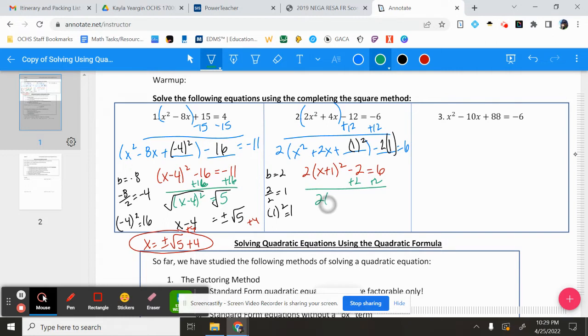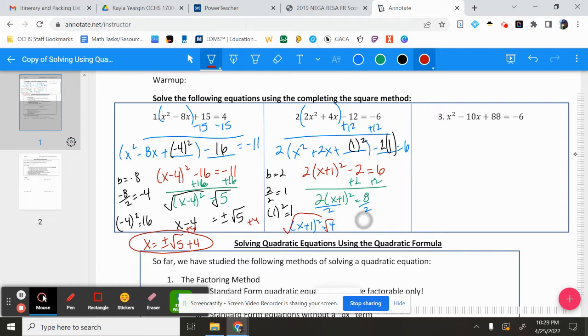So we have 2 times (x plus 1) squared is going to equal 8. Then I got to get the (x plus 1) squared by itself, so I divide everything by 2, where I'm left with (x plus 1) squared equals 4. Well, remember, to get rid of the squared, we undo it by taking the square root.